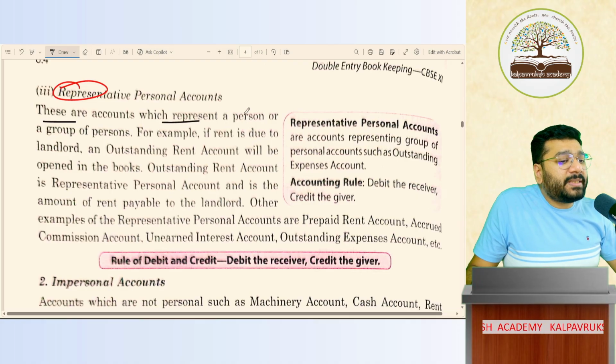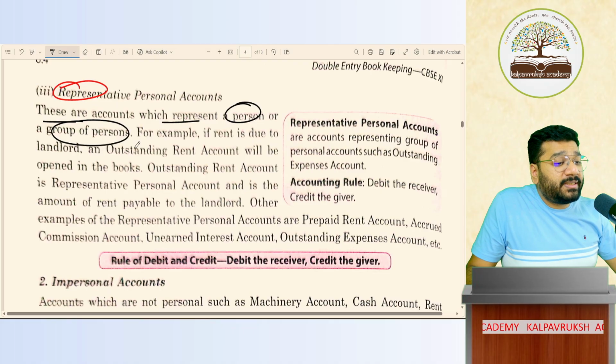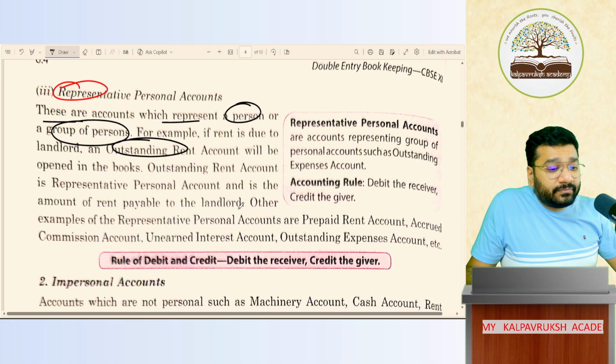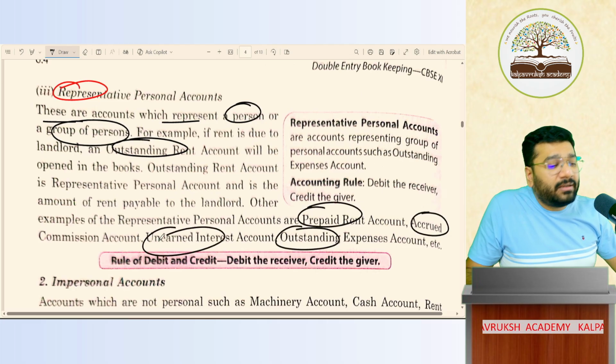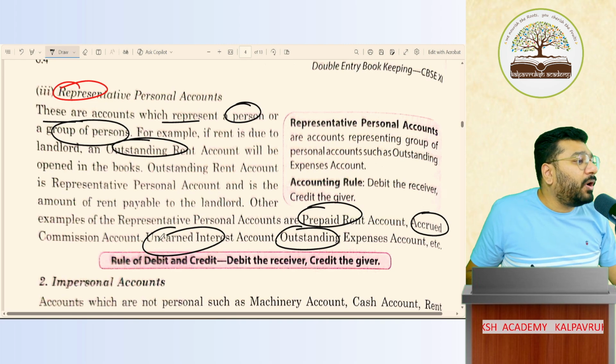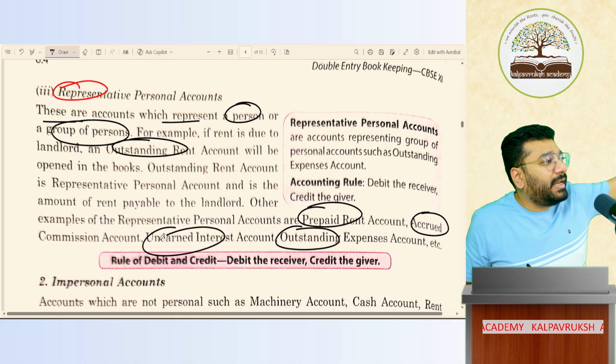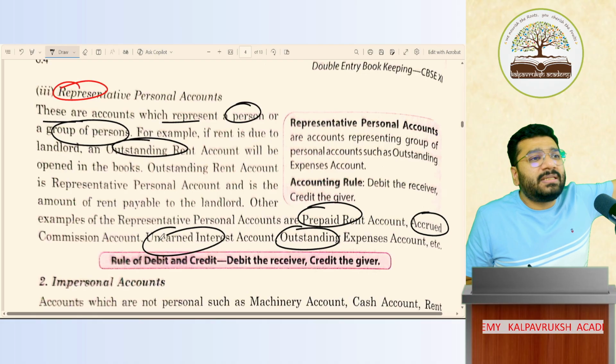Representative is nothing but representing a person or a group of persons. Outstanding rent, where is it? Prepaid, accrued, outstanding, unearned. All these are 5 different categories. Got it? Not got it? So whatever I said, same masala is there. I told it in simplified form. This is a little bit complicated.